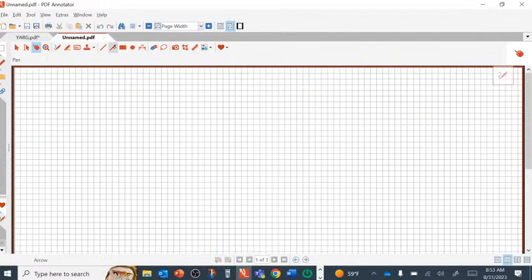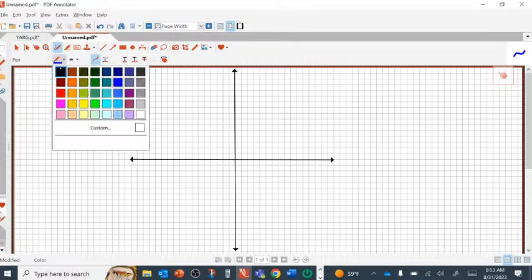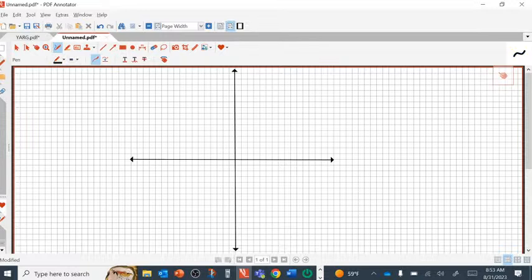So I need a 10 by 10 coordinate plane. Let's go ahead and build that. Ooh, it's obedient today, these lines. I'll take that. 2, 4, 6, 8, 10. 2, 4, 6, 8, 10.